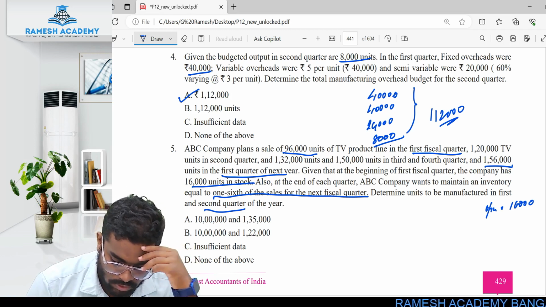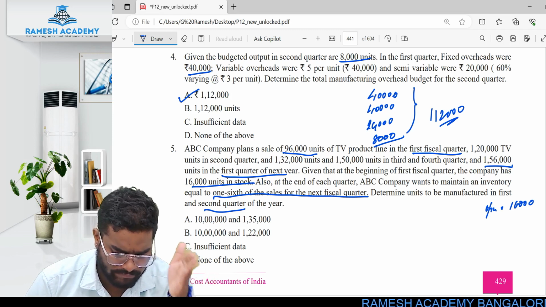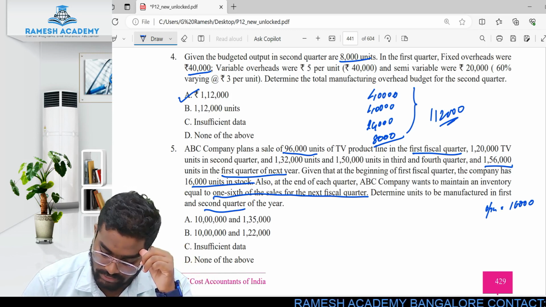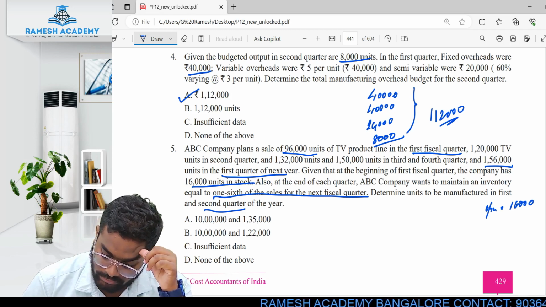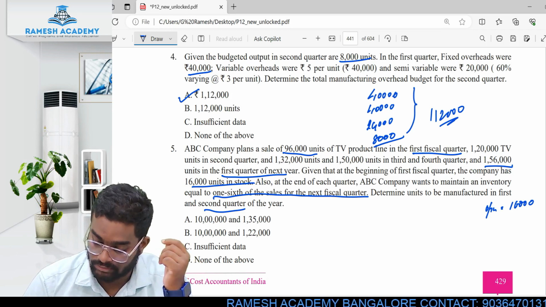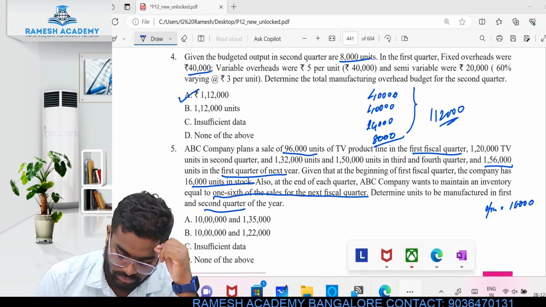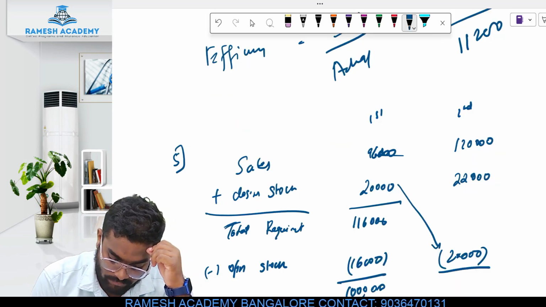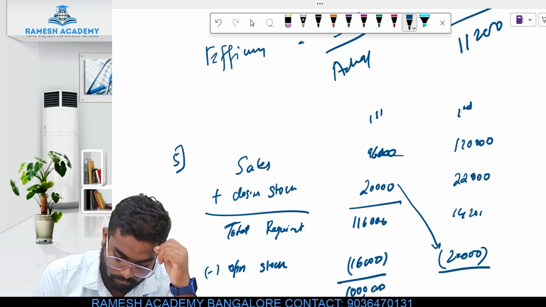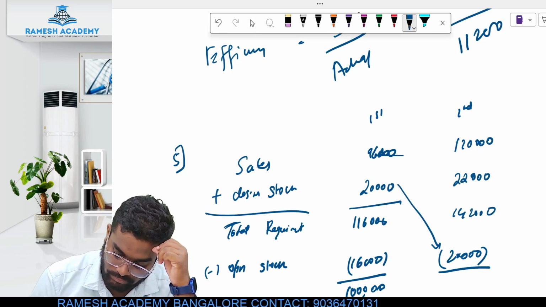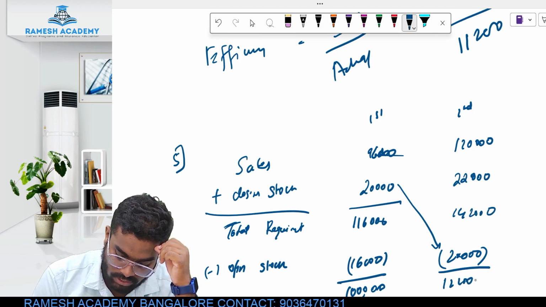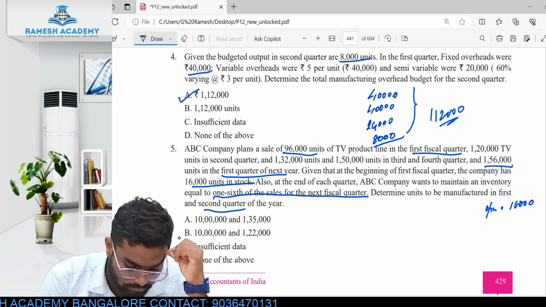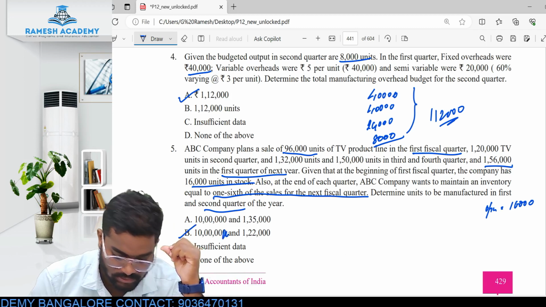So for the second quarter, we have to see third quarter sales. So third quarter is 1,32,000. So 1,32,000 divided by 6, it is 22,000. So 1,20,000 plus 22,000, which is 1,42,000 minus 20,000, 1,22,000. So 1,22,000 is the right option. But in this they have given 10 lakh. So make it as 1 lakh, and this is the right answer.